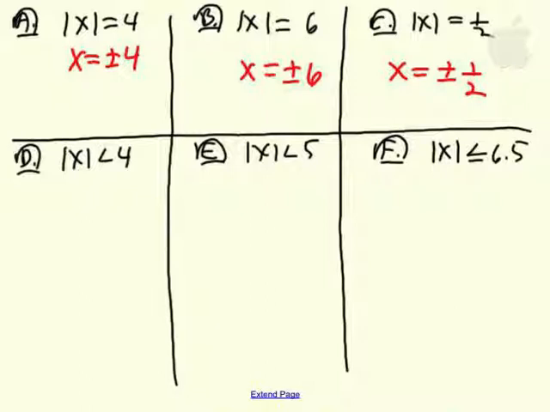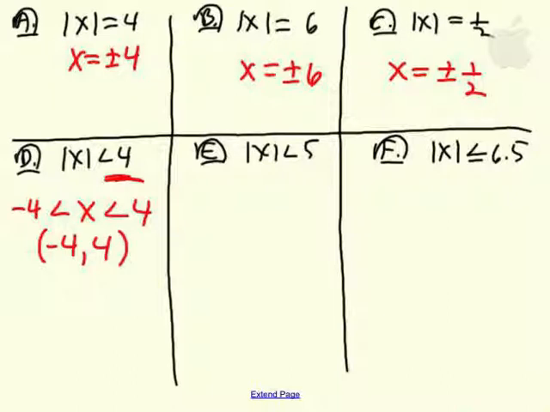Now, when you have absolute value is less than, you should be thinking between. And it's going to be between, in D, plus or minus 4. So it's going to be written minus 4 is less than x is less than 4. Interval notation would look like that.